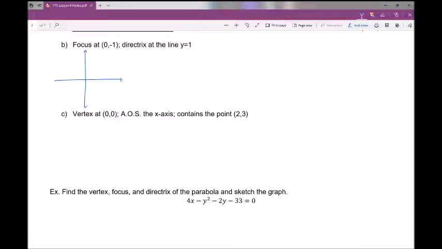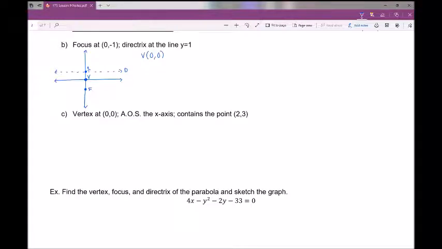So we have the focus at 0, -1. That's going to be down here. That's F. The directrix will be at y equals 1. That's going to be up here, and we'll have a dotted line going through that point. So that's the directrix, and I'll just label that 1. The vertex must be the point in the middle of these two. So if the focus is at -1 and the directrix is at 1, the vertex must be at 0. So the vertex is going to be at 0, 0.